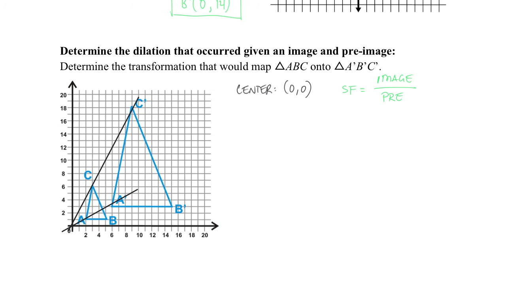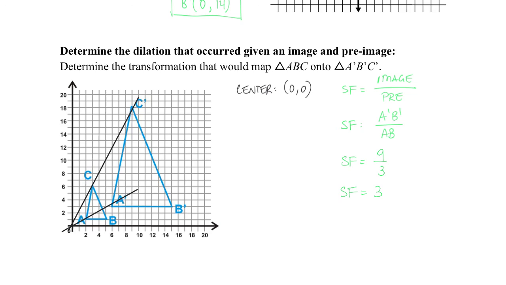Now, most of the time, you're going to want to pick sides whose lengths you can count. So I would not pick AC or CB because for those you have to use the Pythagorean theorem to find their length, so you're just adding more work. Instead, let's do A prime B prime over AB because I can just count those. It looks like A prime B prime is 1, 2, 3, 4, 5, 6, 7, 8, 9, and AB is 3. So this is going to be 9 over 3. So now I know my scale factor is 3.